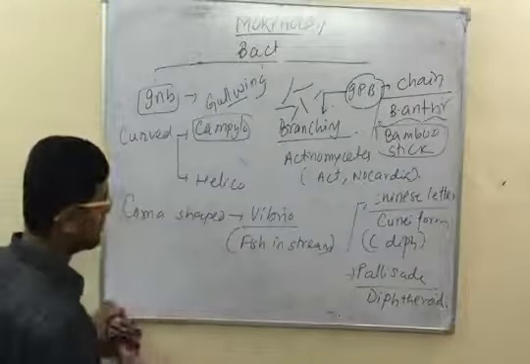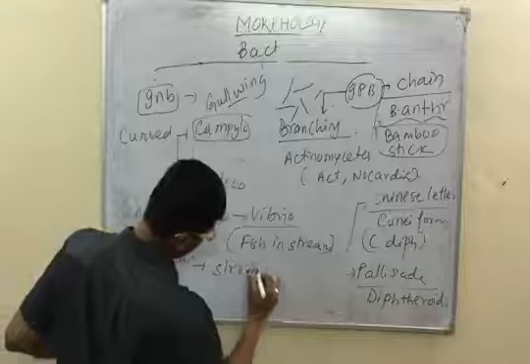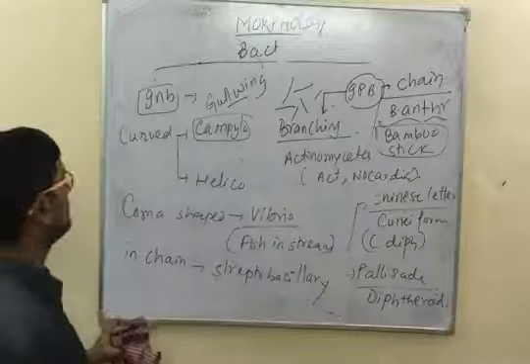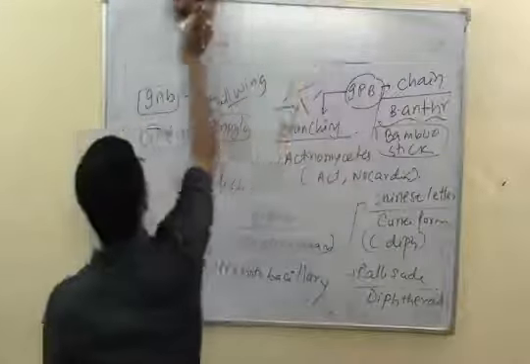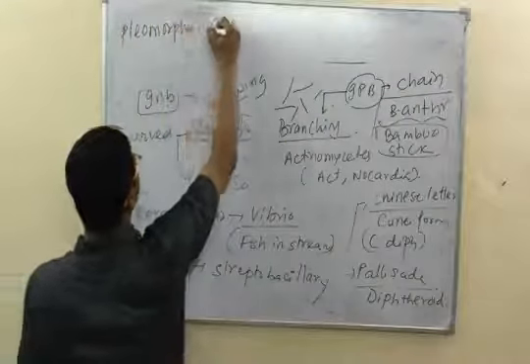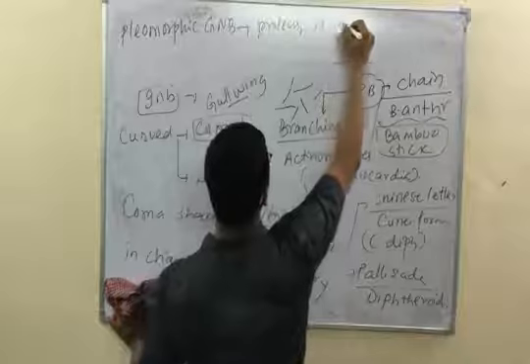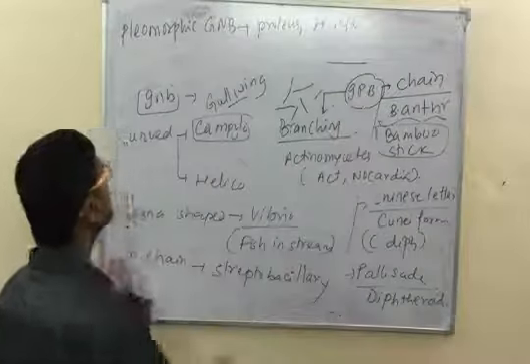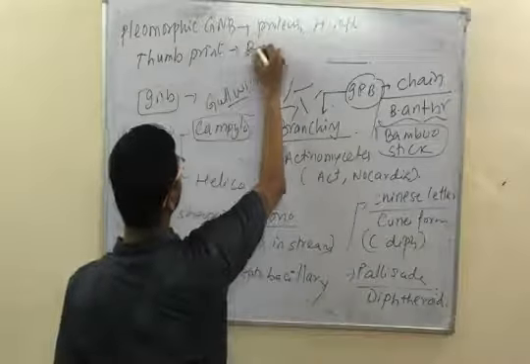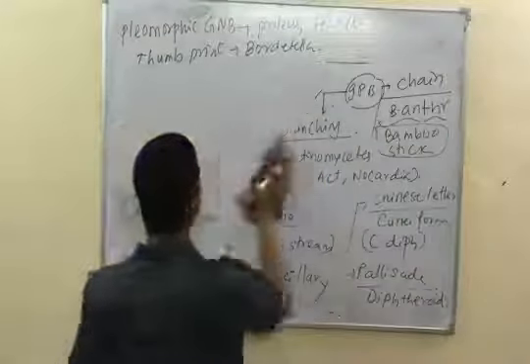Okay? So then, gram-negative bacilli in chain is Streptobacillus moniliformis. Pleomorphic means various size and shape. Pleomorphic gram-negative bacilli: Proteus, Haemophilus influenzae, all these are pleomorphic. They have different shape and size. Thumbprint appearance: Bordetella, arranged in thumbprint appearance.